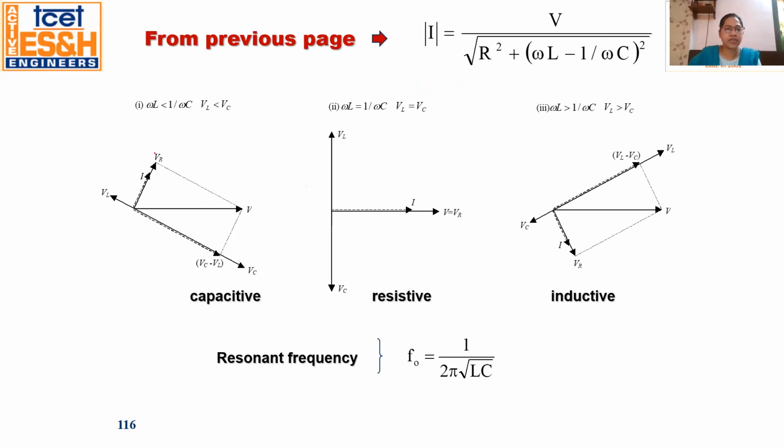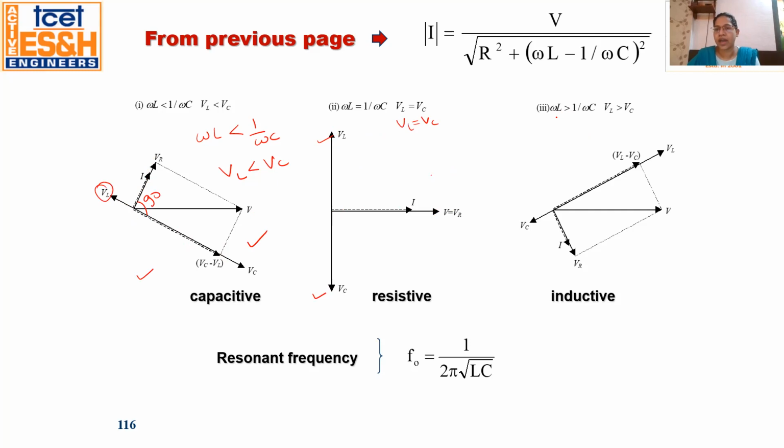As we know, when omega L is less than 1 upon omega C, or VL is less than VC, this is the circuit diagram. So VC minus VL, this is VR, this is I, and 90 degrees behind this is VL. This is the representation of the phasor diagram. When VL is equal to VC, what happened? This is VL with the same magnitude as VC, and this is the current. This is the phasor representation in this condition.